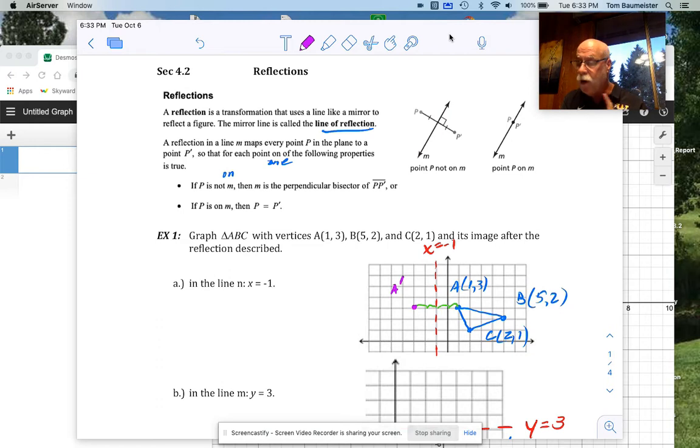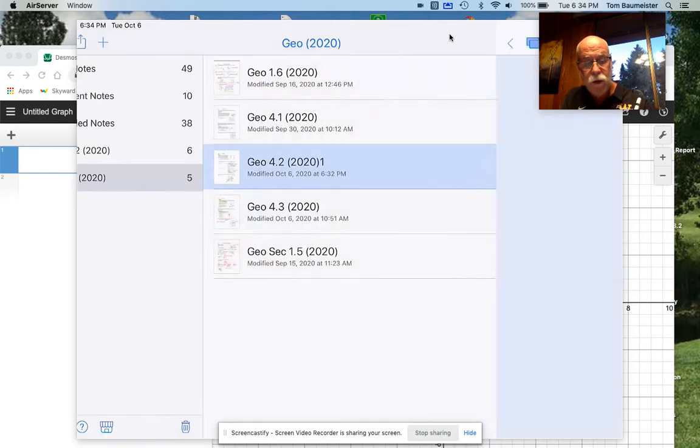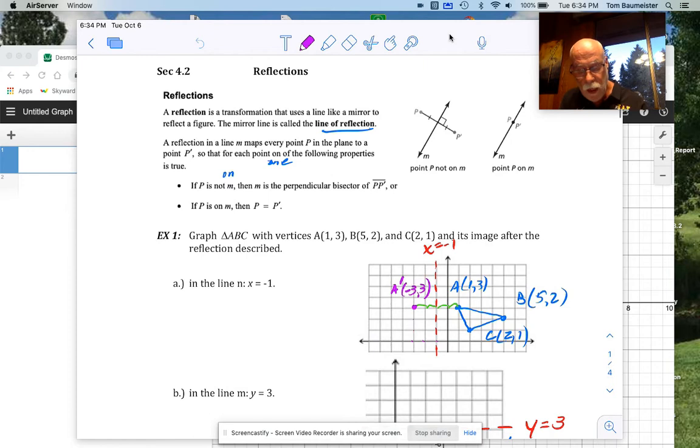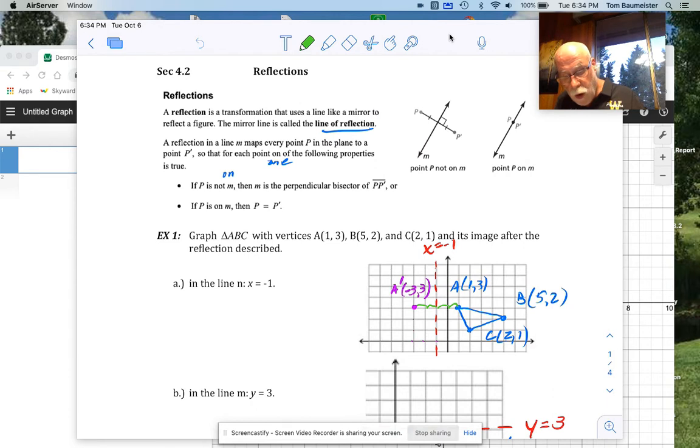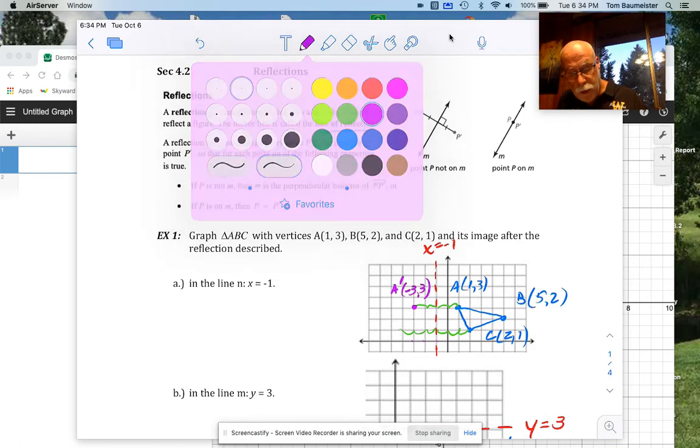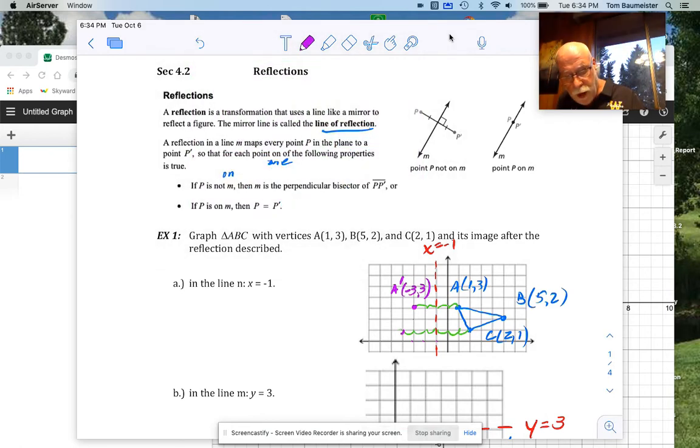And if we count, remember, our point has to be counted from the origin. So if I go over 1, 2, 3, and up 1, 2, 3, my A prime is actually negative 3 and 3. Okay, so I'm going to do the same thing for the other two. When I do C, I'm going to go 1, 2, 3 to get to my line of reflection. So I have to go 1, 2, 3 on the other side, and that'll be my C prime, sorry.